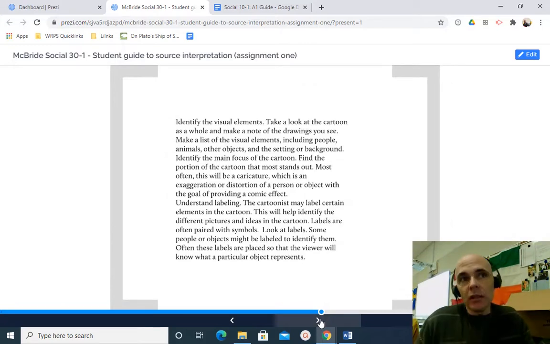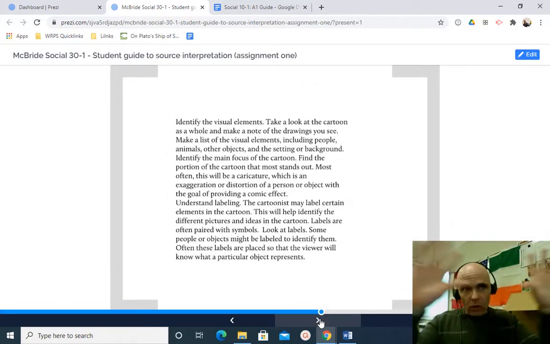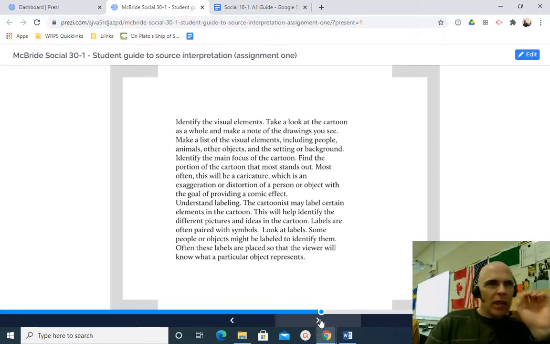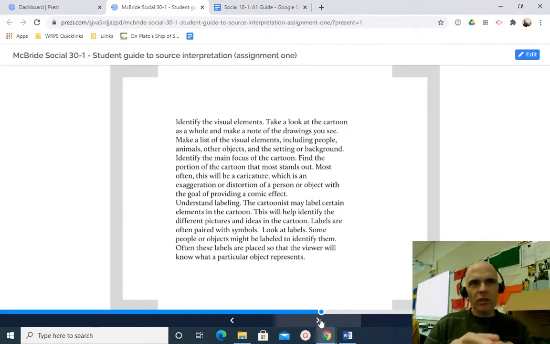So identify the visual elements. Take a look at the cartoon as a whole. Make a note of the drawings you see. Make a list of the visual elements, including people, animals, other objects, and the setting or background. Identify the main focus of the cartoon. Find the portion of the cartoon that most stands out. Most often this will be a caricature, which is an exaggeration or a distortion of maybe a person that is familiar. Understand labeling. The cartoonist may use labeling and may label certain elements in the cartoon. This will help identify the different pictures and the ideas of the cartoon. Labels are often paired with symbols. Look for symbols.